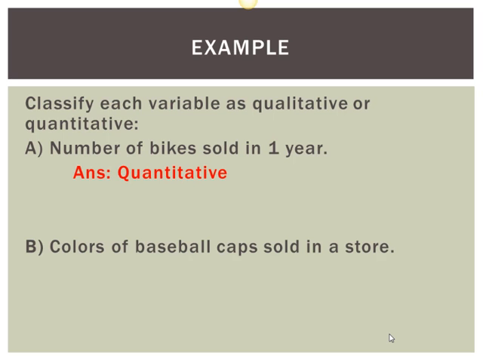The color of baseball caps sold in the store. If you were to list all the types of colors, red, blue, green, yellow, black, white, brown, those are colors, those are categories, right? So that's qualitative or categorical. Either one is fine.